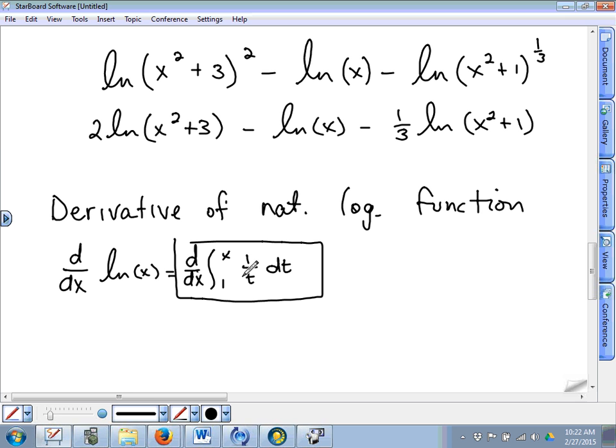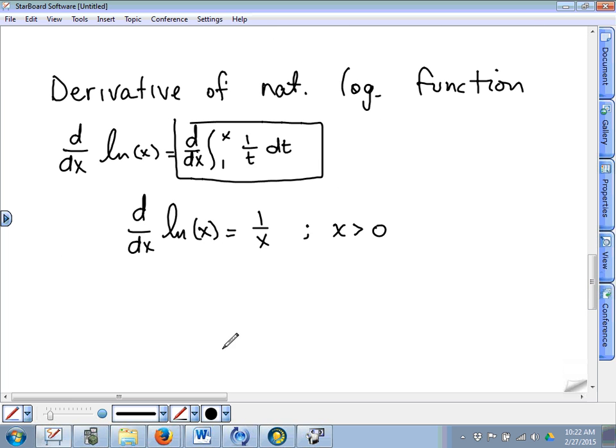The x replaces the t. So the derivative of the natural log of x is equal to 1 over x. And it must be true that x is greater than 0. You can't take the logarithm of negative numbers. You might remember that from last year. Your argument cannot be negative. It's called an argument, it's inside.